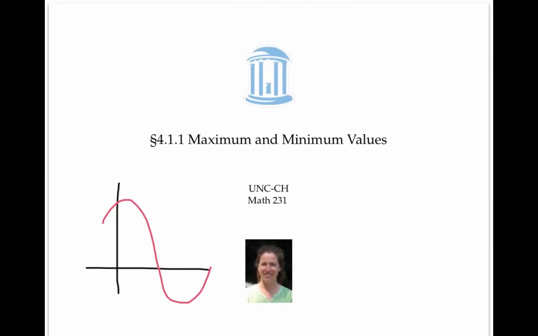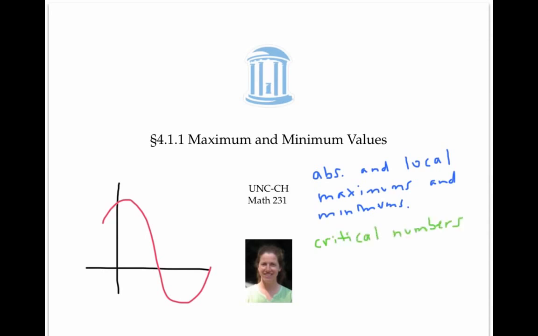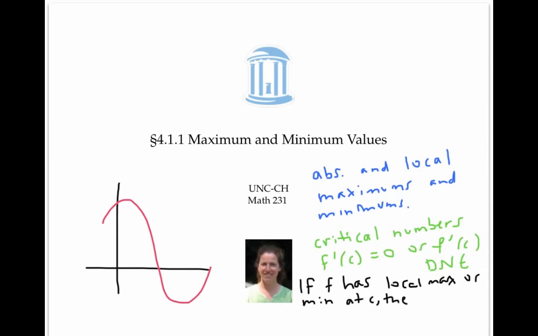In this video, we defined absolute and local maximum and minimums. We also defined critical numbers, which are numbers c where f prime of c equals 0 or f prime of c does not exist. We noted that if f has a local max or min at c, then c is a critical number, but not necessarily vice versa.